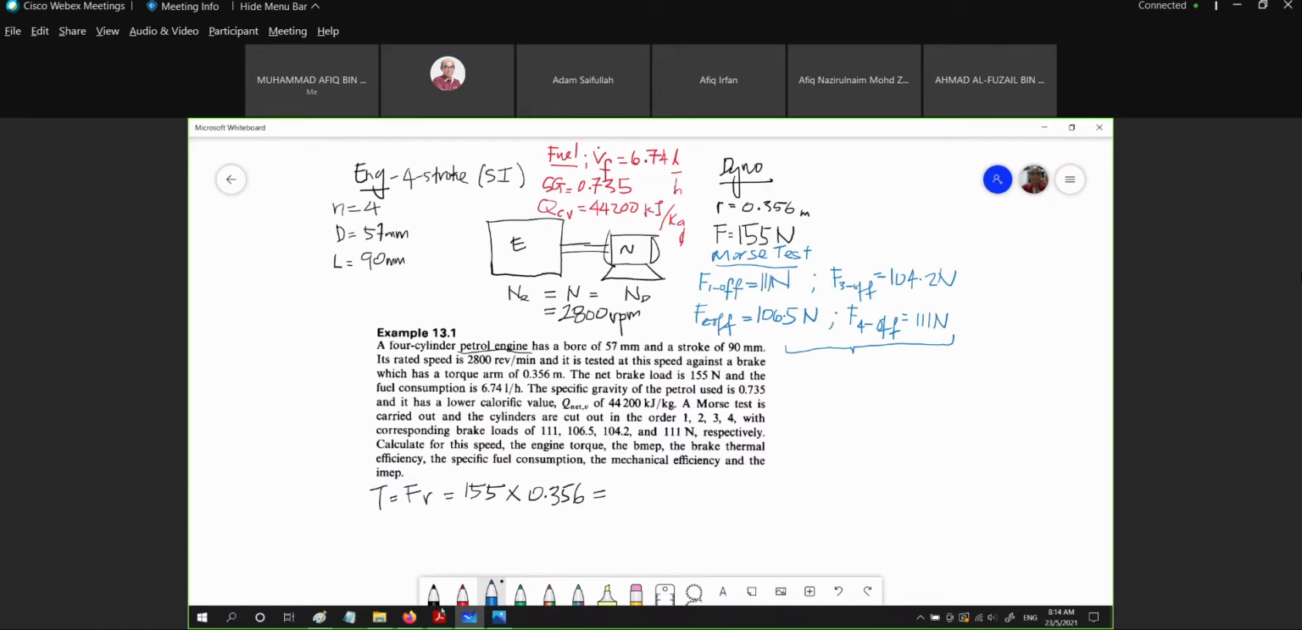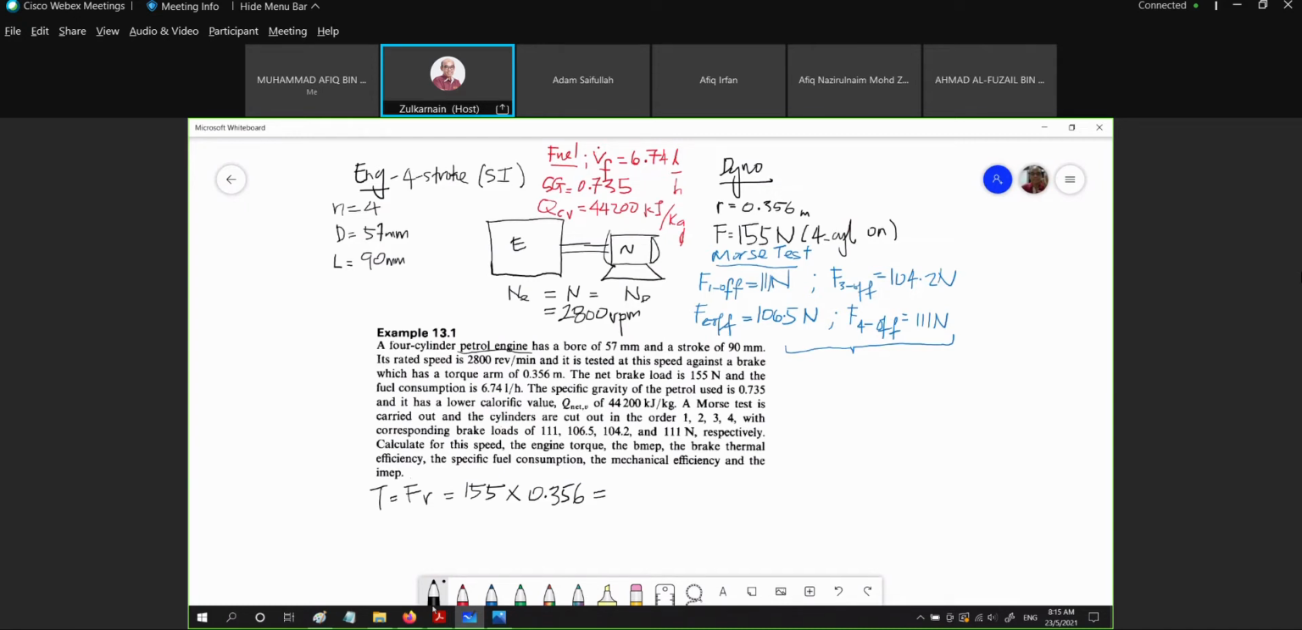Sebab ada banyak force kan, dia nak torque. Sekarang ni torque ni dia kata untuk the engine torque. Kita ada banyak force. Ada force yang dia kata net force 155. The net force 155 ni maknanya semua cylinder is on lah. Okay, jadi yang ini kita akan dapati bahawa semua cylinder ni on. This force 155 ni is a 4 cylinder on. Kita hidupkan semua cylinder.